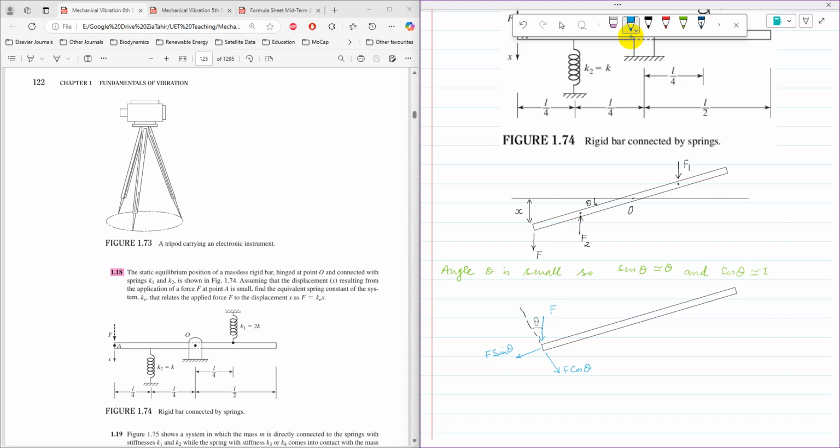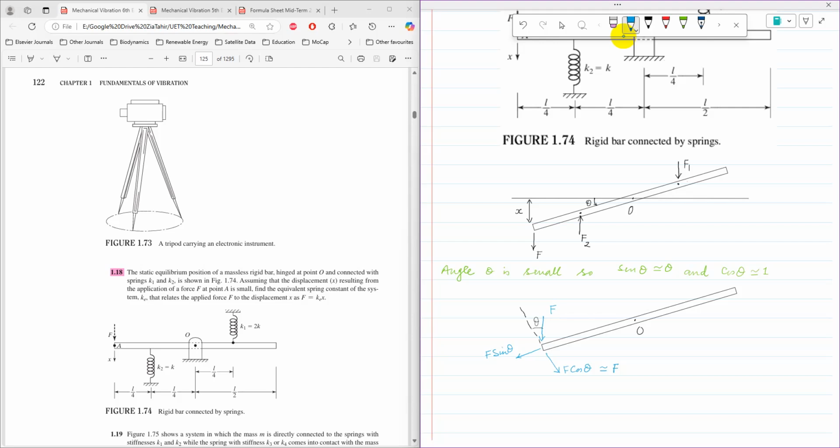That is the component we are going to consider, because the component perpendicular to the rod is responsible for any moment. The other one, F sine theta, is actually passing through O, so it is not going to produce any moment. Then F cos theta, using the small angle theta or small displacement, is nearly equal to F. So we are going to consider only the force, not the component.